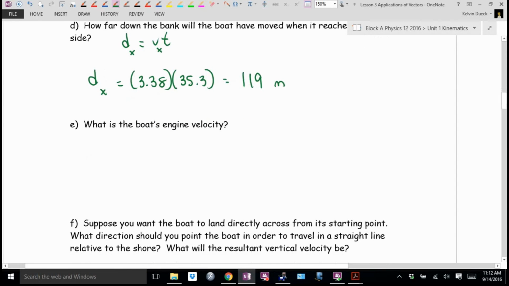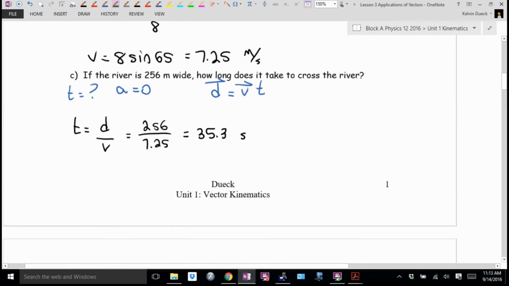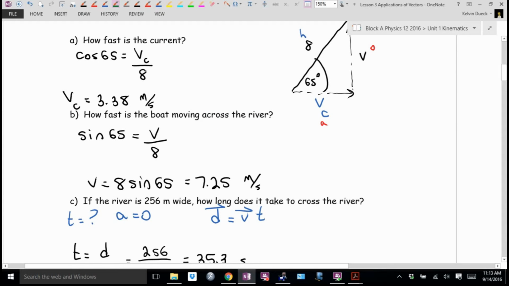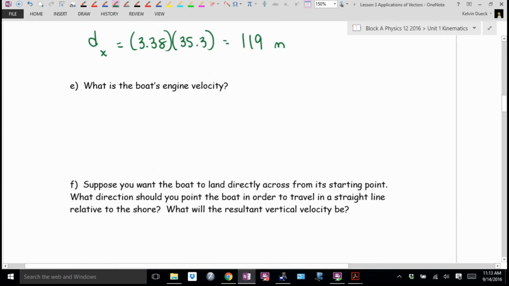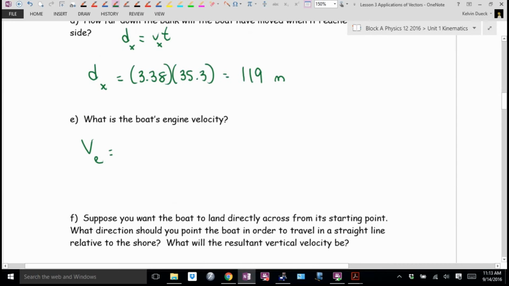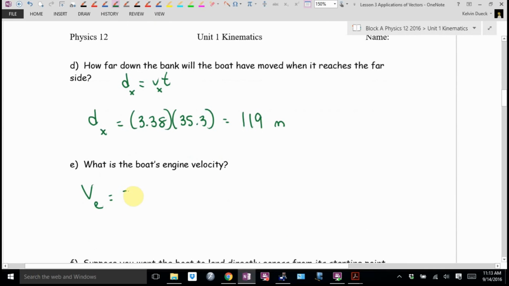E. What's the boat's engine velocity? I'm going to give you a hint. You don't need to do any calculations or math. You know it already. I think what's pushing it across is the 7.25. The 8 is the combination of the current and the engine. It's the resultant. I think, by the way, that's why I left the V blank here. If you really wanted to, you could put a VE for engine. I left that blank on purpose, but I'm pretty sure V engine is going to be 7.25 meters per second.